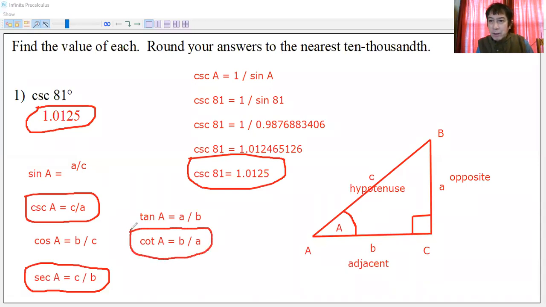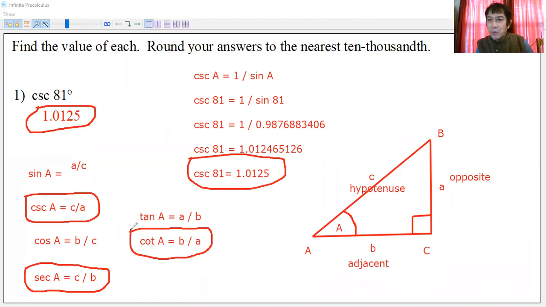Cotangent of A is the adjacent side divided by the opposite side, so that will be B divided by A. And so these three trigonometric functions correspond to the sine, cosine, and tangent, respectively. Cosecant goes with sine, secant goes with cosine, and cotangent goes with tangent.